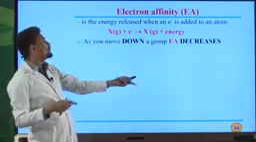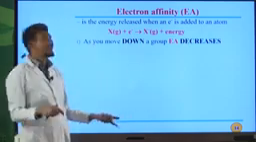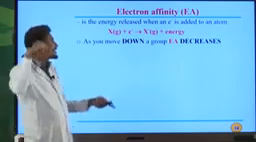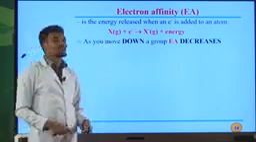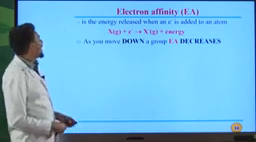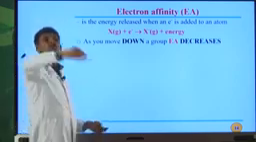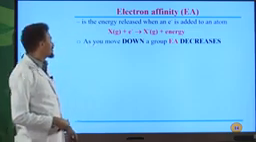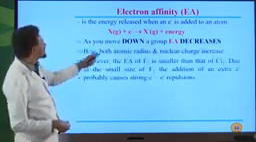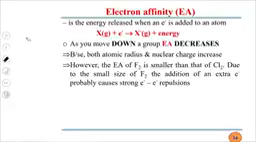As you move down a group, electron affinity decreases. So electron affinity decreases down the group. This is directly proportional to ionization energy. And as we move from left to right across the period, electron affinity increases. What is the reason? Because atomic radius and nuclear charge increase when we move down the group from top to bottom. But here, I want to tell you one thing.